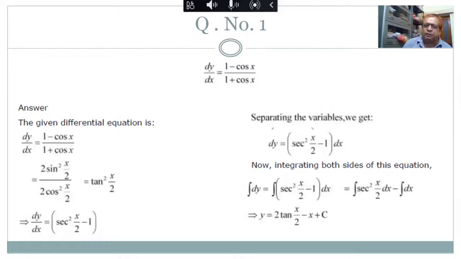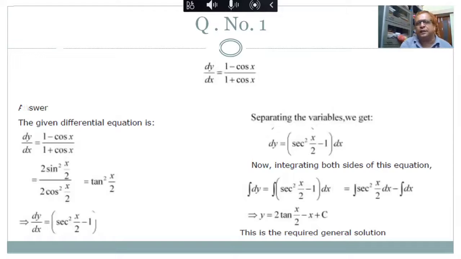So the general solution of this equation will be y equal to 2 tan x upon 2 minus x plus c. This c is very important. If we change this c, we will get the particular solutions. So this is a general solution.